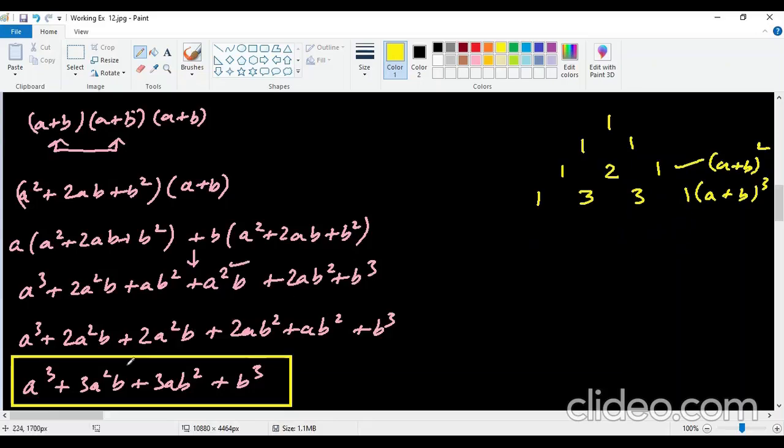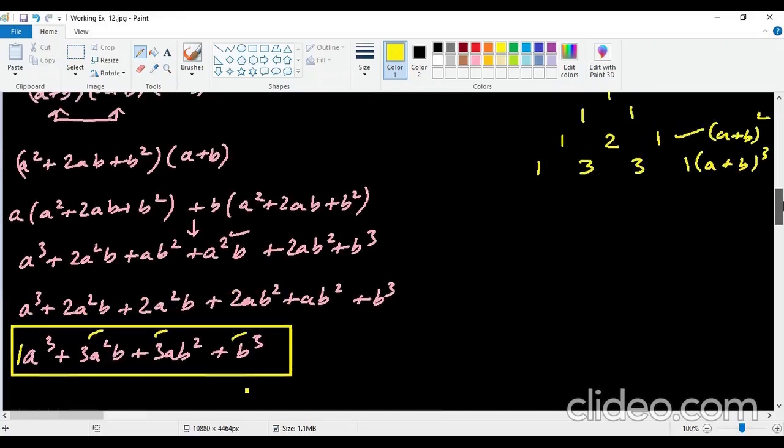What do you notice here? It is a 1, 3, 3, 1. So this gives you a formula. Now, for example, if you have a minus b, so what will you do? A minus b whole cube.